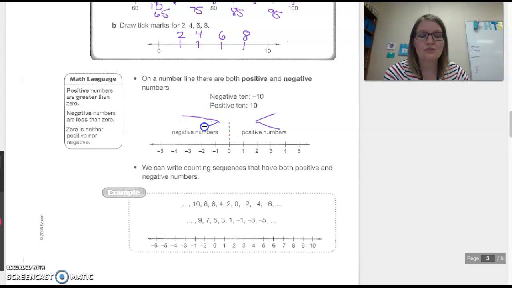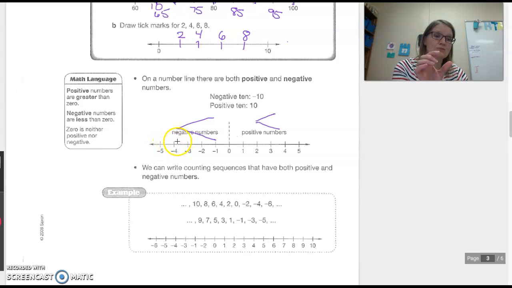So these get, whoa. Wrong way, guys. Come on. Come on. There we go. So as you get closer to zero on the number line, they get bigger in value because -5 is actually smaller than -2.